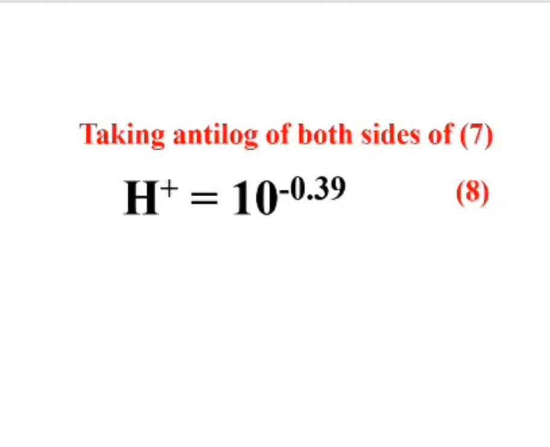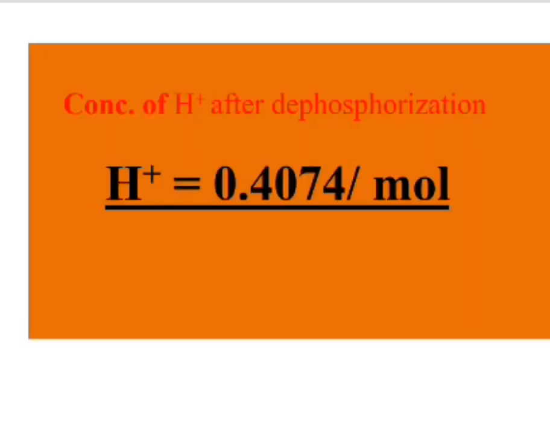And then hydrogen ion concentration will be obtained by taking antilog of both sides of equation 7, and that will give us 10 raised to the power minus 0.39, which invariably will give hydrogen ion concentration to be equal to 0.4074 per mole of the leaching solution.